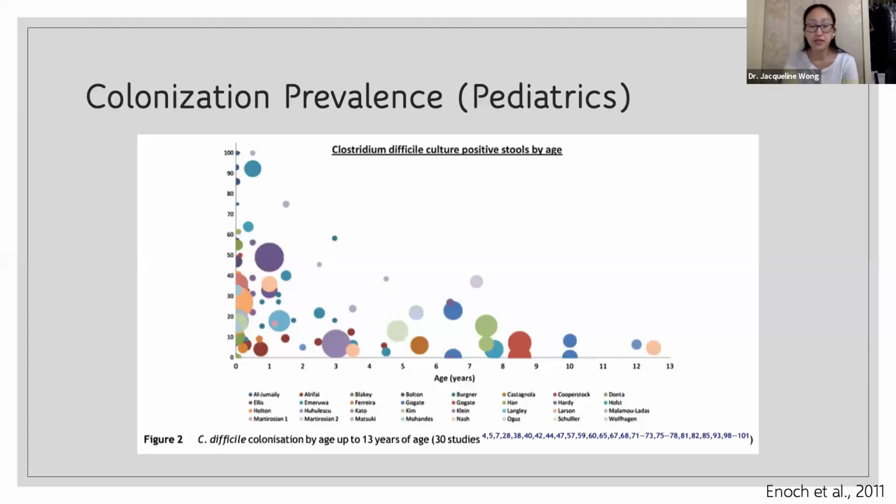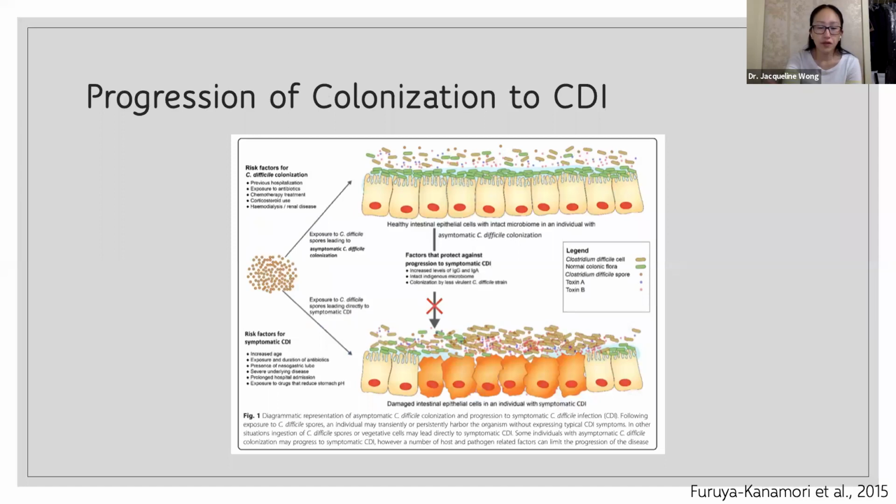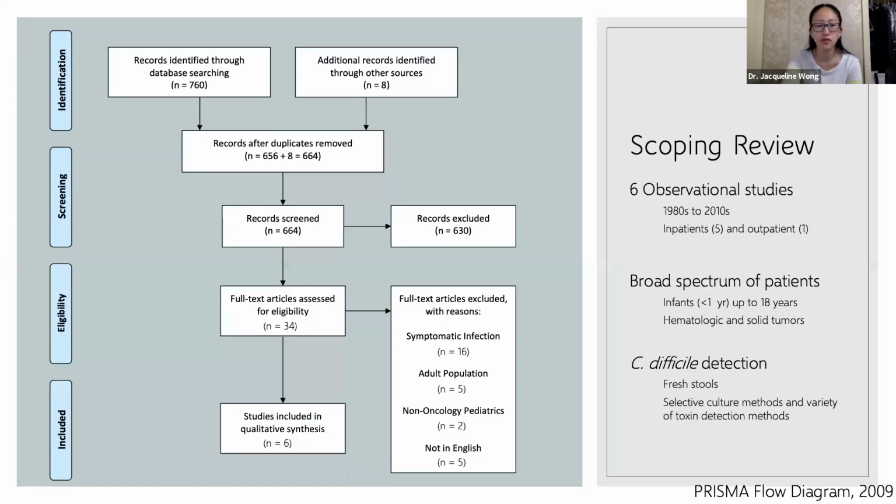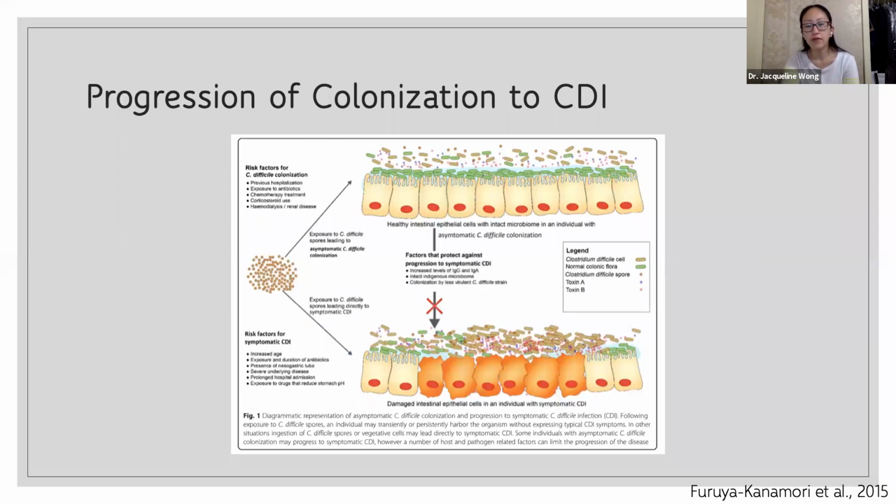a precursor to clinical disease. And our current knowledge pertaining to colonization, the risk factors for colonization and the risk factors for progressing to symptomatic C. difficile really is based in the adult literature.